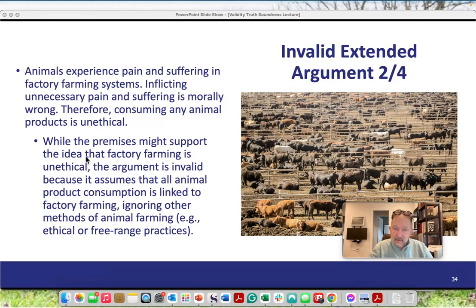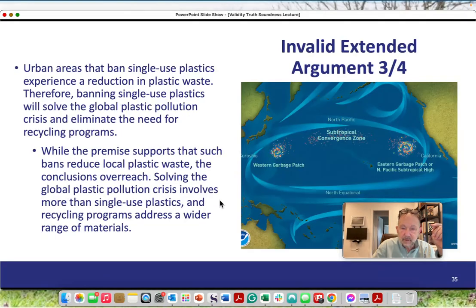Well, the premises support the idea that factory farming is unethical. The argument is invalid because it assumes all animal product is linked with factory farming. See how subtle that is? You would probably buy that argument, or some people would. I would, if I don't look closely at it, because I don't like the idea of animals experiencing pain and suffering. But not all animal products come from this type of environment. So the extension, the argument, is wrong.